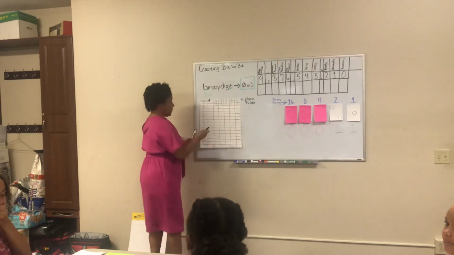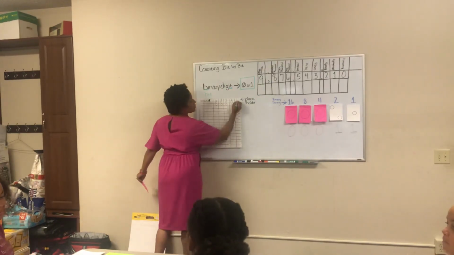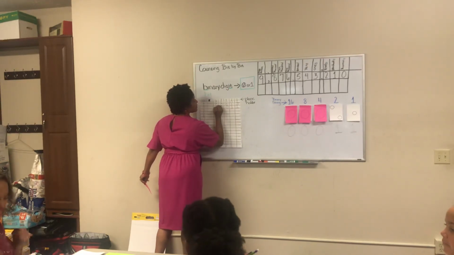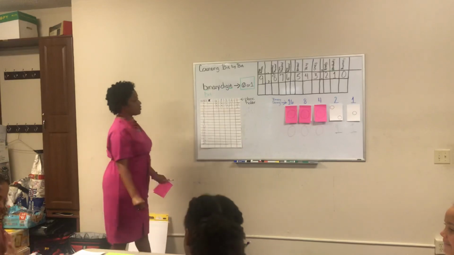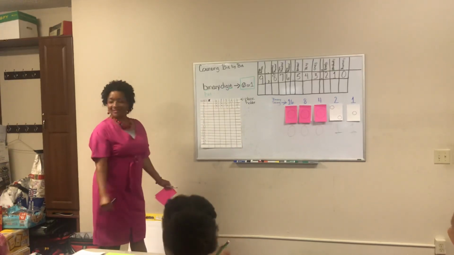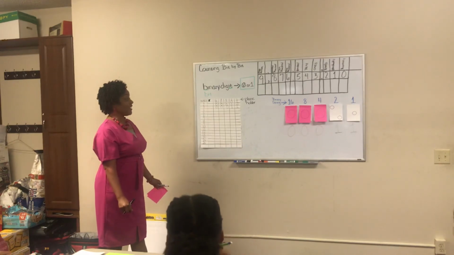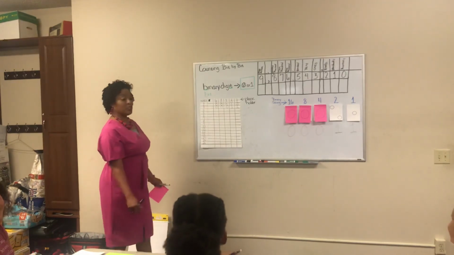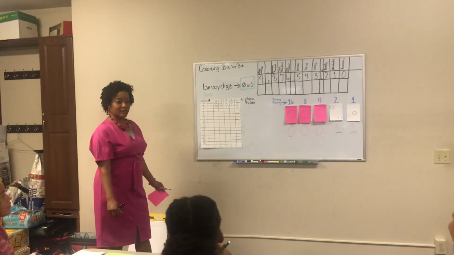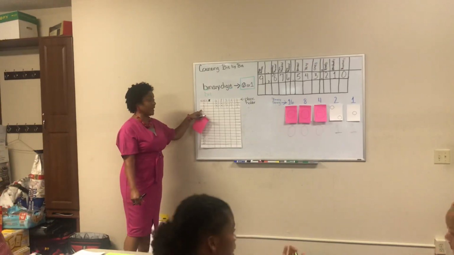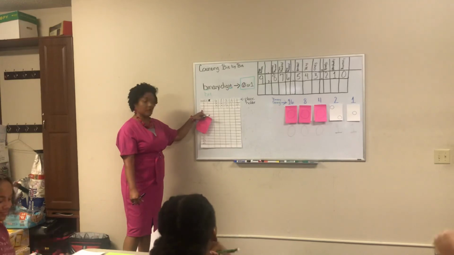Alright, so let's put that in our chart. 1, 1, and everything else is 0. Okay? Alright? Now, what do you think we're going to look for next? 4. We're going to look for the binary string for the number 4.